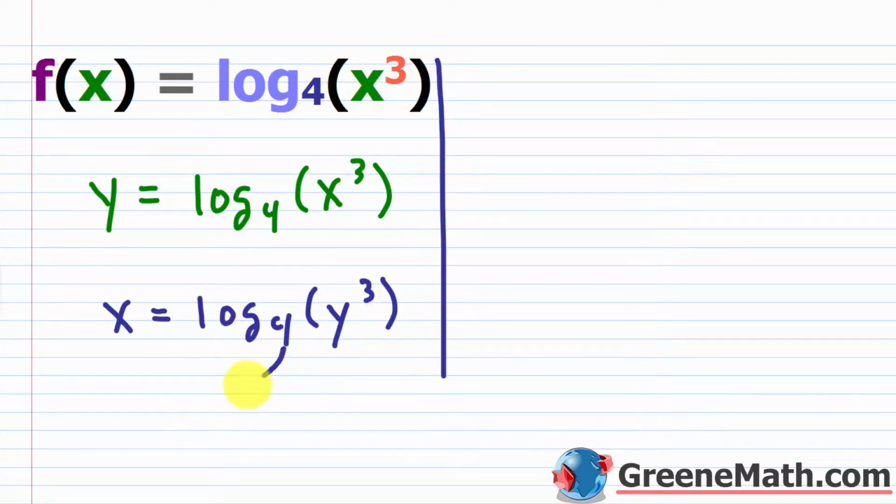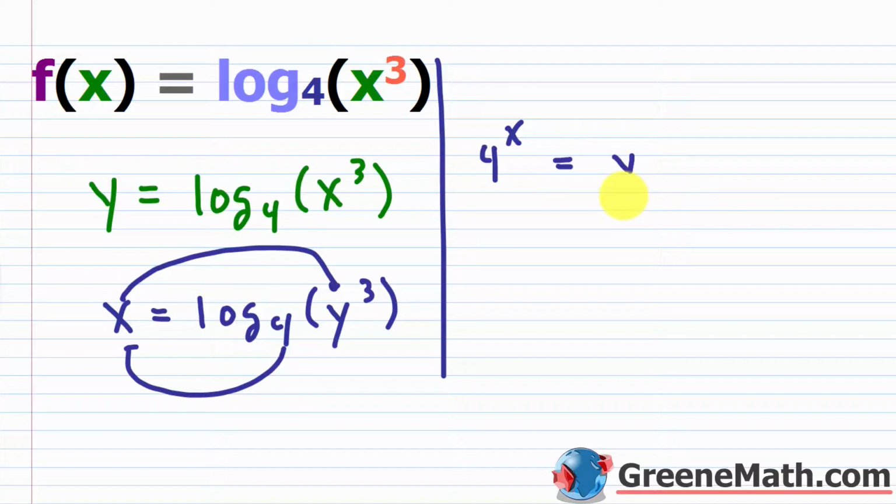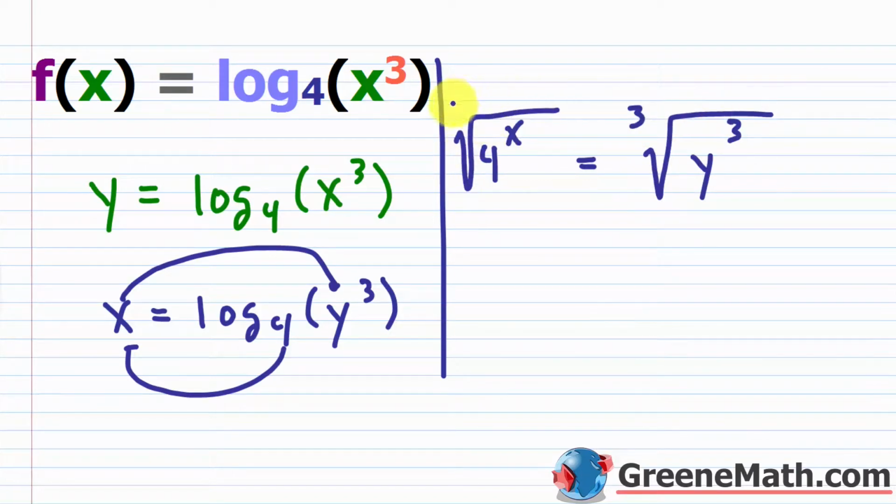So I'm going to say that 4 to the power of x is equal to y cubed. Now, at this point, if I want to get y by itself, I just take the cube root of each side. So I'm just going to take the cube root of this side and the cube root of this side.